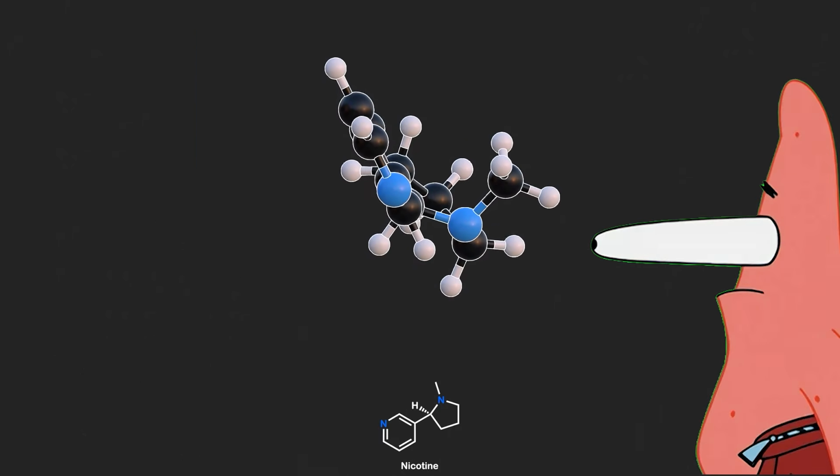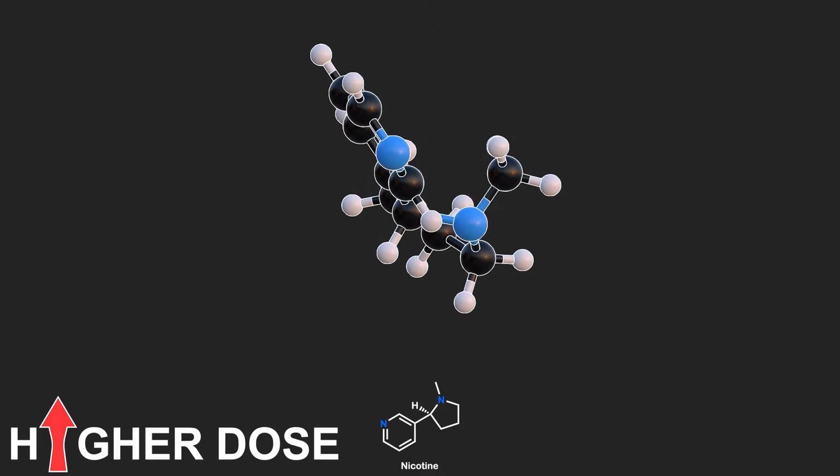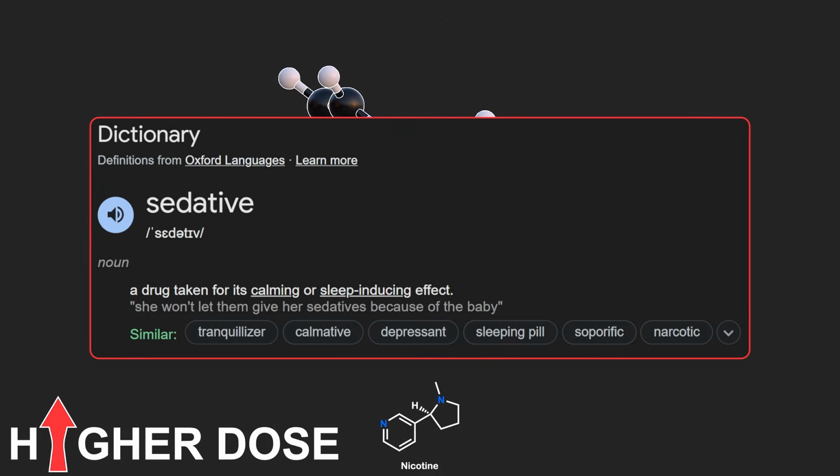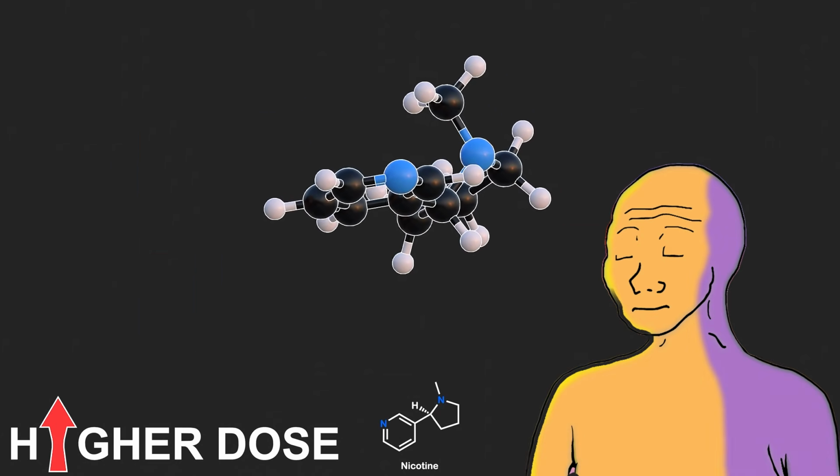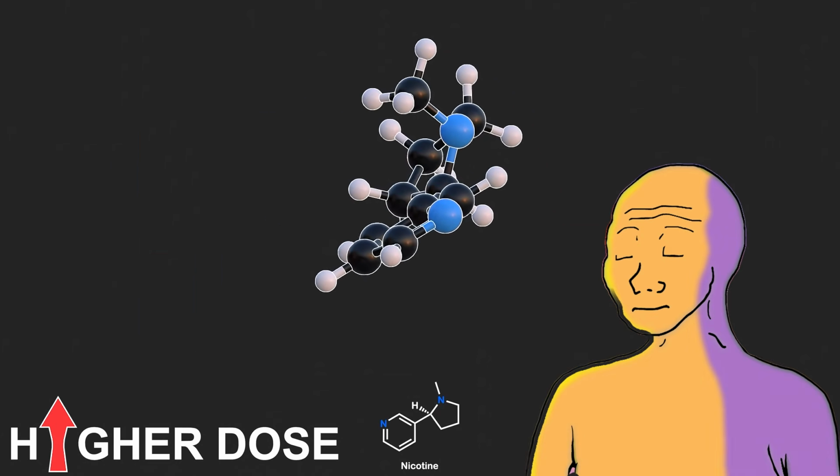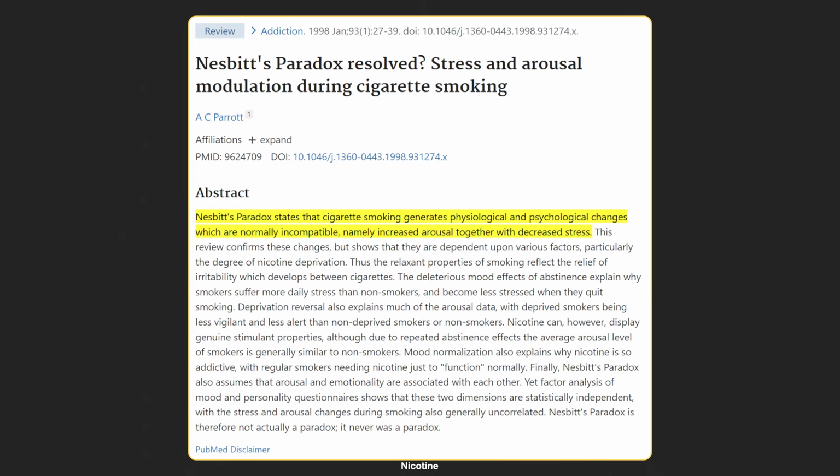Compared to most drugs, nicotine is a bit unusual, as with increasing dosages, its profile changes from stimulant to sedative. At high doses, nicotine dampens neuronal activity. This paradoxical behavior of nicotine was first described in 1969, called Nesbitt's paradox.